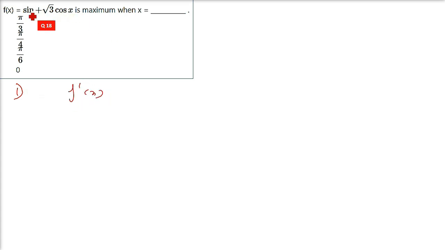Okay, so we will differentiate and equate it to 0. When you equate it to 0, what are you going to get? cos x times cos x minus sin x times root 3. So you have cos x minus root 3 sin x, f dash x equals 0. When you equate it to 0, it will be cos x equals root 3 sin x.